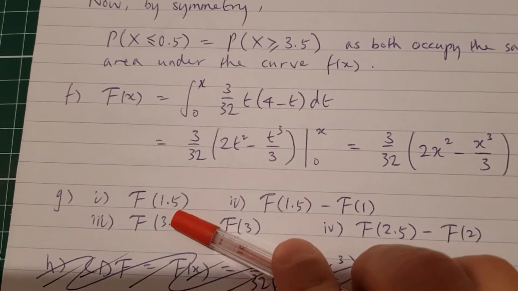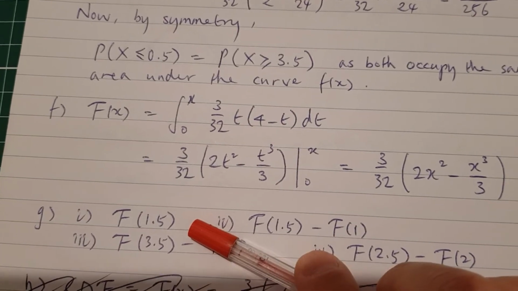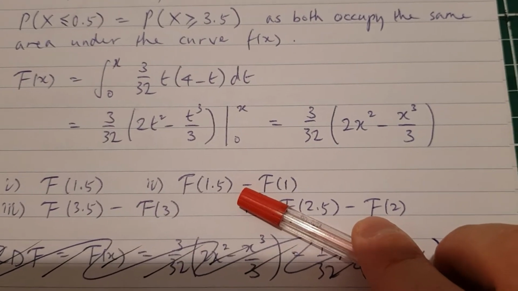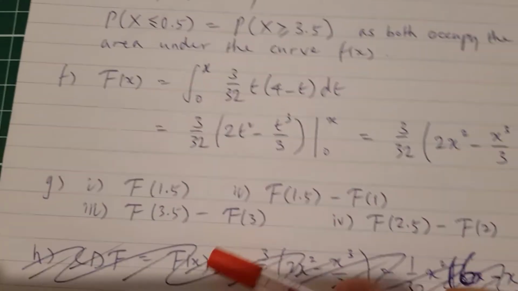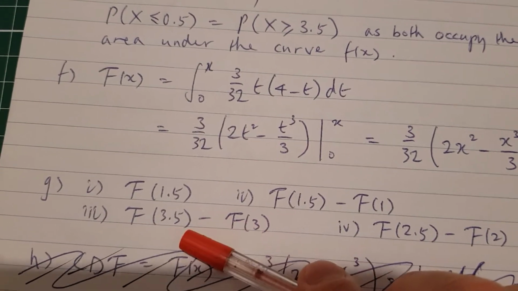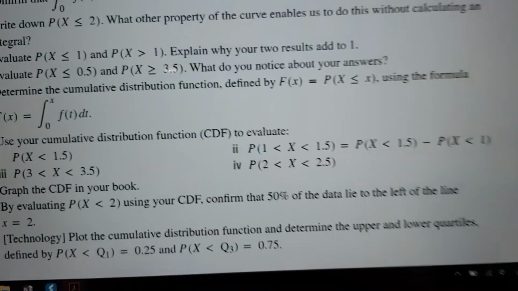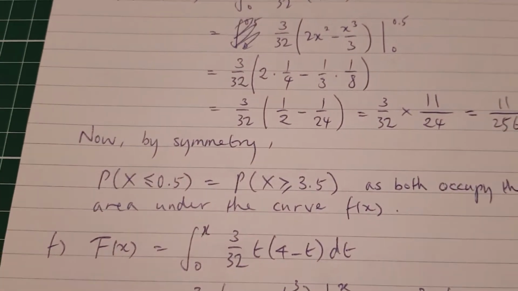Okay, now this one, that's going to be the same as P of X less than 1.5, and that's going to be the probability of big X between 1 and 1.5. And that's between 3 and 3.5, and that's between 2 and 2.5, which is exactly what the question is asking. All right, next part is to graph it, graph the big F.